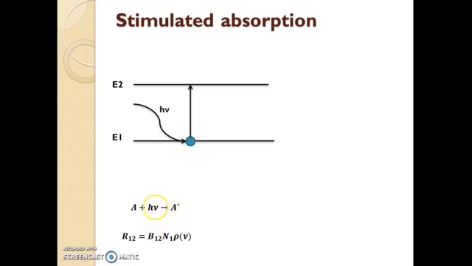The probable rate R12, the transition from 1 to 2, mainly depends on the energy density rho nu and the number of atoms present in the lower level. That is, R12 is equal to B12 N1 rho nu, where B12 is the Einstein B coefficient for the transition from 1 to 2.